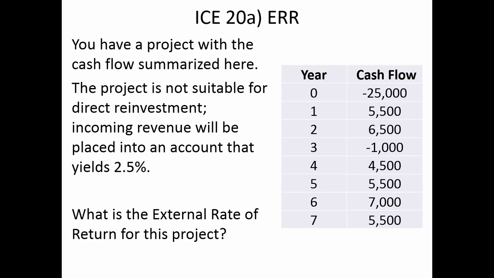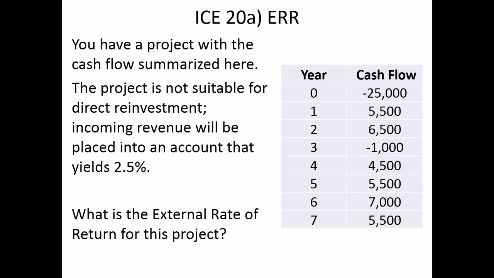So we're going to get a try of the external rate of return. You have in-class exercise number 1 there in front of you. And I've provided a cash flow. It looks like in year 0, we invest $25,000. And then we have 2 years of revenue. And then in year 3, there's another year of investment. And after that, there's 4 years of revenue.